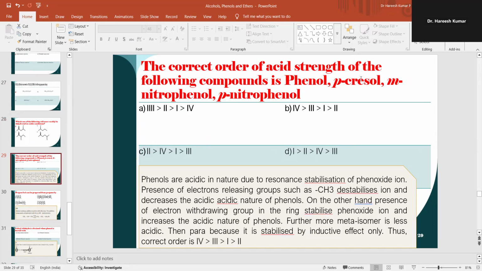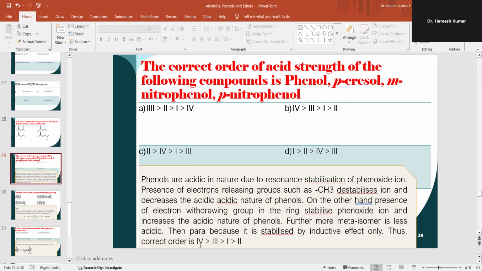The correct order of the acid strength of the following compounds: phenol, cresol, metanitrophenol, and paranitrophenol. The substituent present on the phenol can increase or decrease the acidic strength. If there is an electron donating group, acid strength decreases. If electron withdrawing groups are present on the phenol, acidic strength increases. That's the reason.